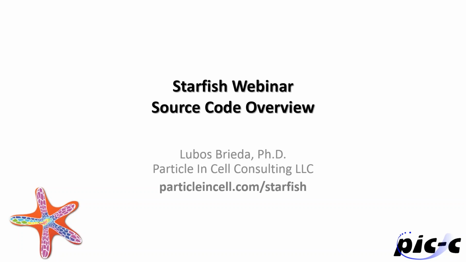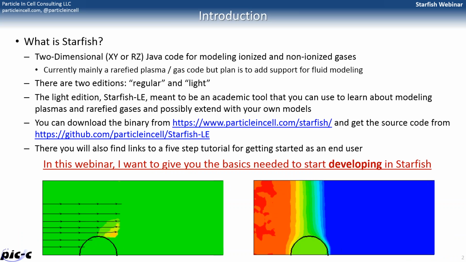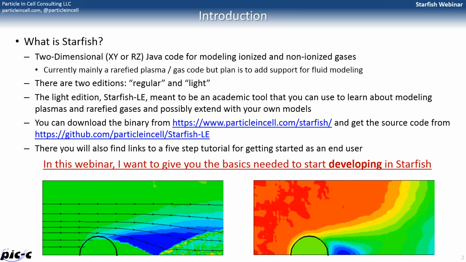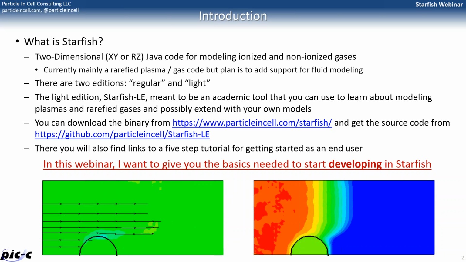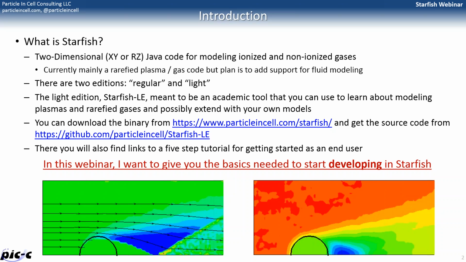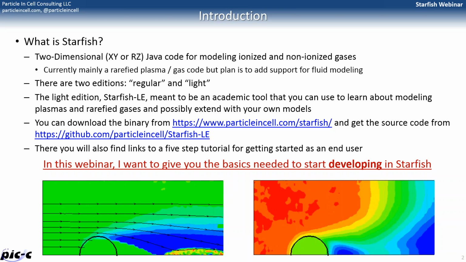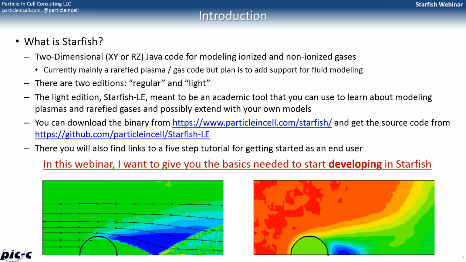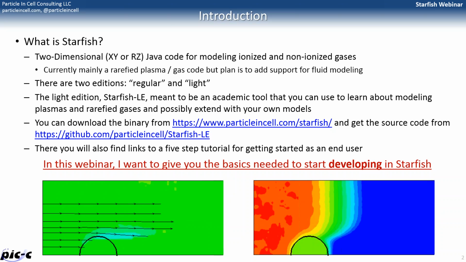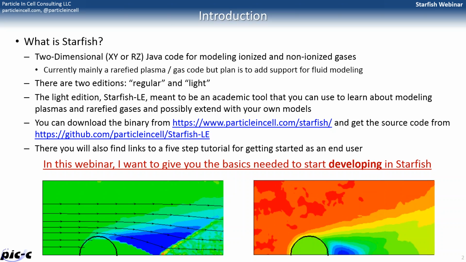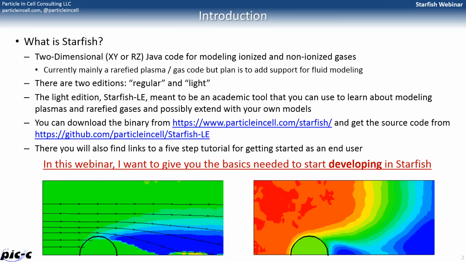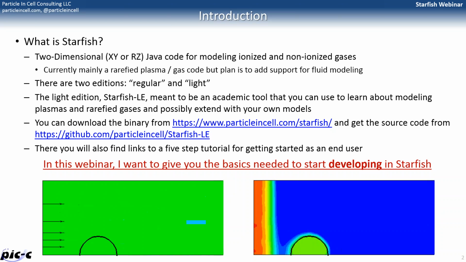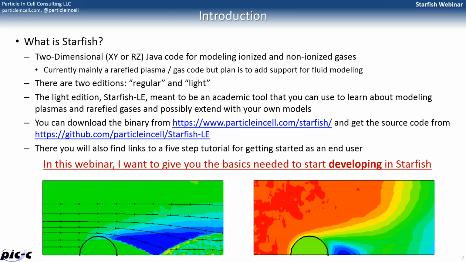This will be a little bit of a webinar on the source code behind Starfish. I'm hoping that since you're watching this, you're already somewhat familiar with what Starfish is. But in short, Starfish is a two-dimensional code, meaning either XY Cartesian or RZ axisymmetric, for modeling plasmas and rarefied gases, and maybe also some actual fluid flows. It's a general tool for modeling gas propagation and interaction with surfaces.